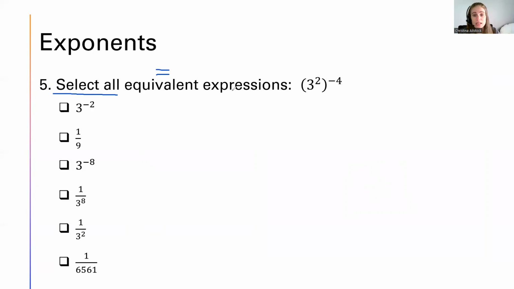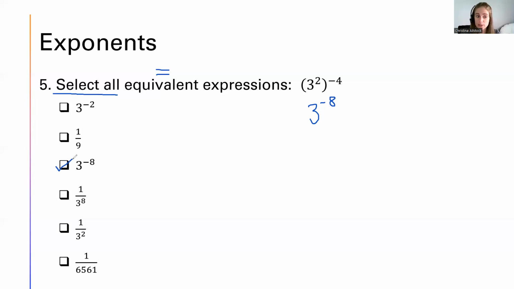First thing I see here is we have the power to a power property because we have 3 squared, which is a power, and that is being raised to another power, that negative 4. Power to a power means to simplify this, we will multiply the exponents. So 2 times negative 4 would be negative 8. I did the first step. I know I'm not done, but because I want all equivalent, I'm going to pause and look and see if any of these answer choices say 3 to the negative 8. And looky there, one does. So that is one equivalent expression.